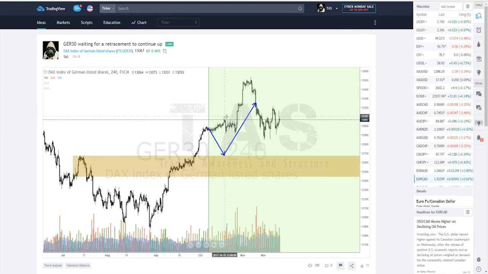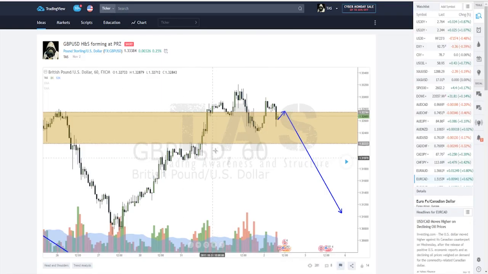So this doesn't mean I'm going short. My setup doesn't mean I'm going short or I'm going long. It just means, look, I'm looking for a trade on this pair or this security.